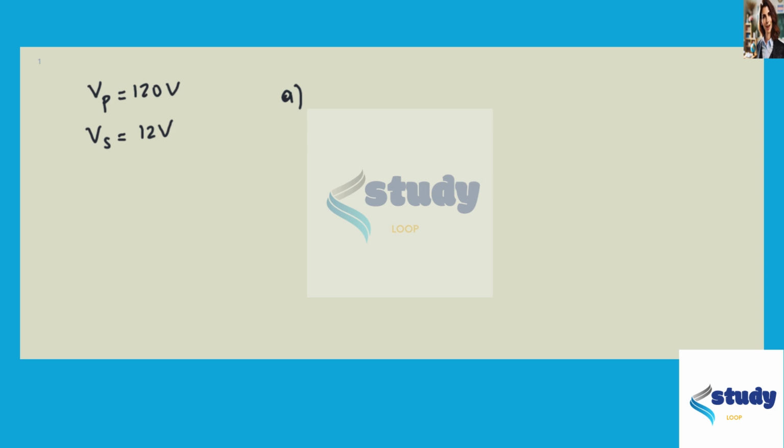Well, obviously, if the secondary voltage is less than the primary voltage, which is the case here, 12 volts is less than 120 volts, then this is a step down transformer, right? Because it decreases the potential. Step down transformer.